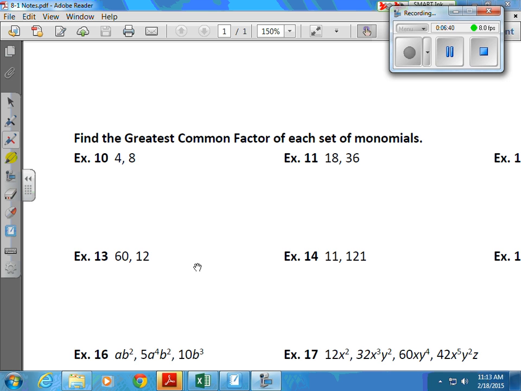But 4 is the same as 2 to the second, and 8 is the same as 2 to the third. Okay? So which one has the smaller exponent? This one. That's going to be your GCF. What is 18?